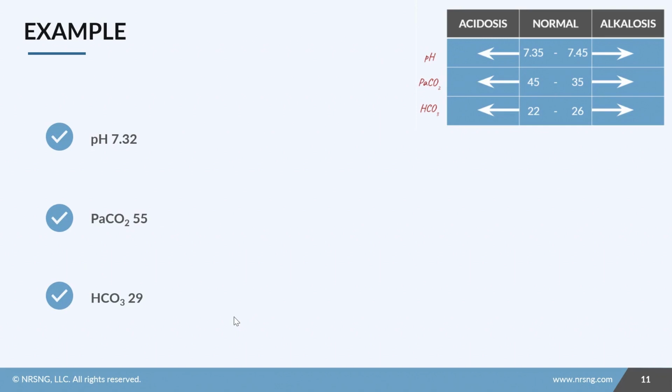Remember, we're still going to use these steps in order, so let's do the first step now. A pH of 7.32, that's low, so that is acidosis. A CO2 of 55, that is high, that is also acidosis. And a bicarb of 29, that is high, and that would be alkalosis. Now, don't skip a step here. Step two is to determine the source, right?